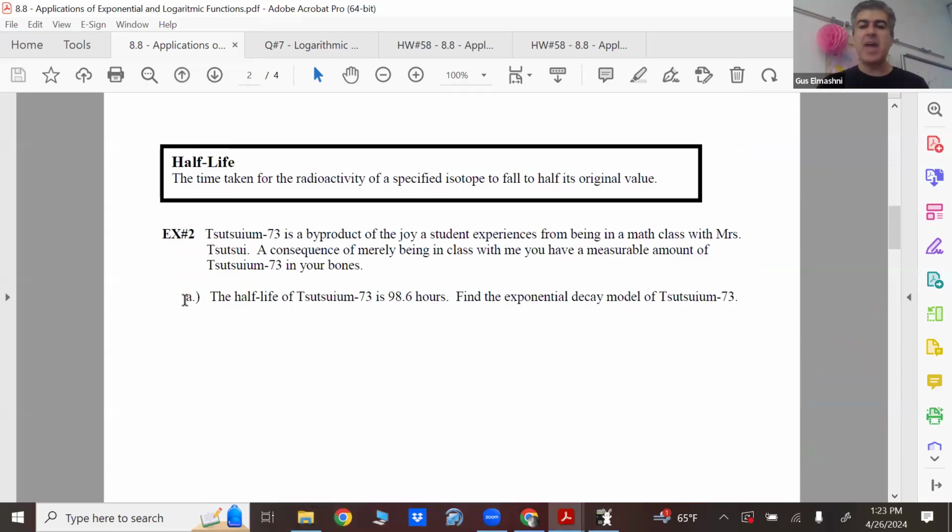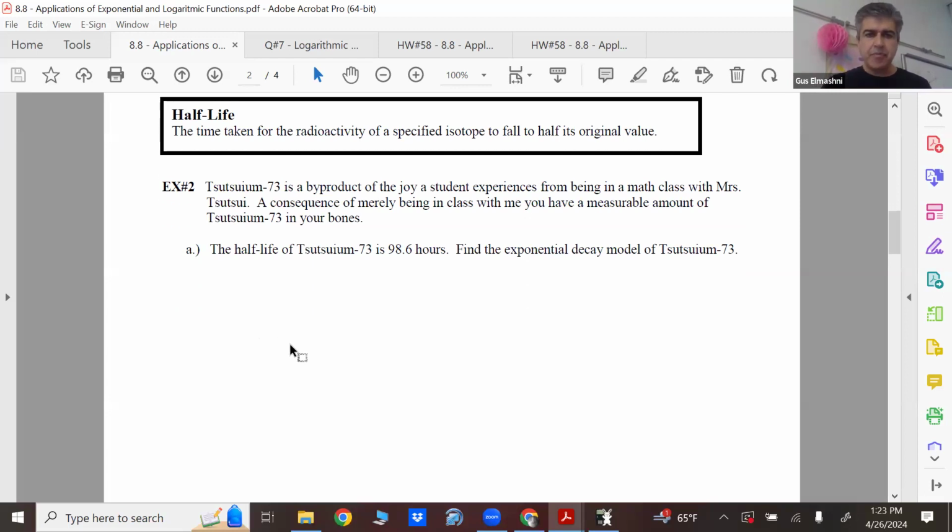Anyway, let's keep moving. Half-life. For those who've taken science class or APES, hopefully you learned about this. It's basically the time it takes for a substance to lose half of its original amount. In this case, the half-life is 98.6. Find the exponential decay model.